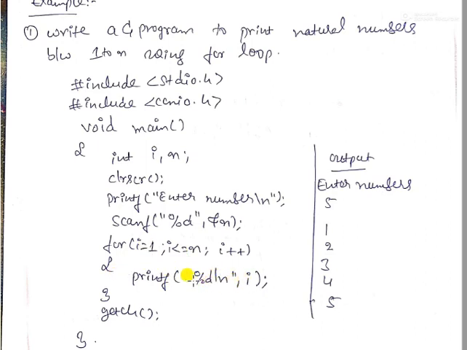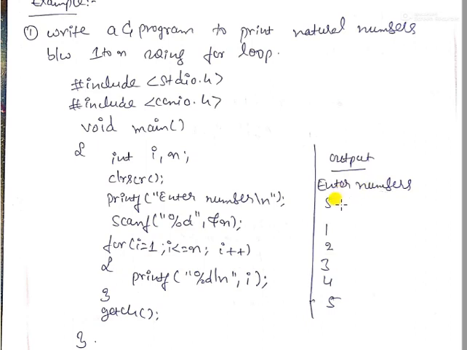So first it will print 1. For the next iteration, the i value is already incremented, so next it will print 2, 3, 4, 5. 5 less than or equal to 5, condition true, then it will print 5. And after that 6 less than or equal to 5, no, the condition fails, then it will come out of the loop, getch. So when you execute this, first it will ask to enter number.